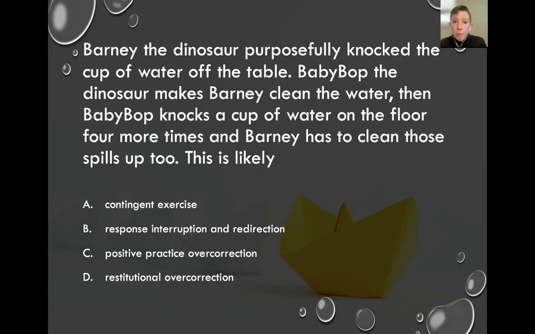So Barney the dinosaur purposefully knocked the cup of water off the table. Baby Bop the dinosaur makes Barney clean the water. Then Baby Bop knocks a cup of water on the floor 4 more times, and Barney has to clean those spills up too. This is likely A, contingent exercise, B, response interruption and redirection, C, positive practice overcorrection, or D, restitutional overcorrection.